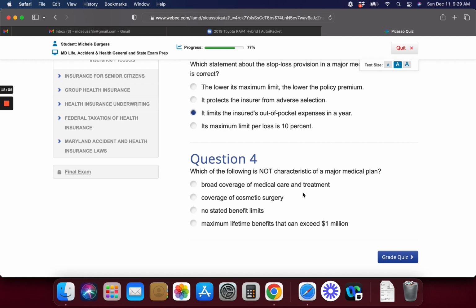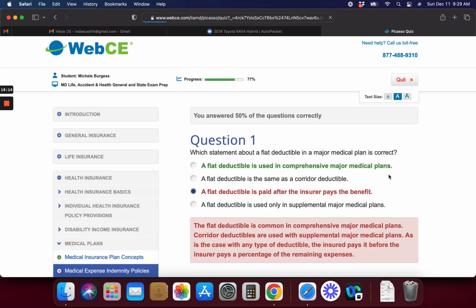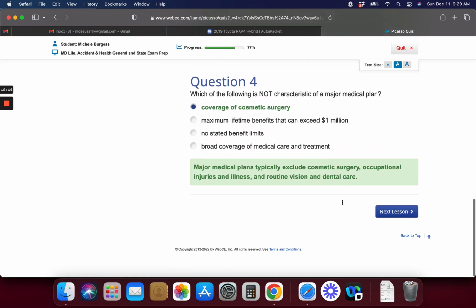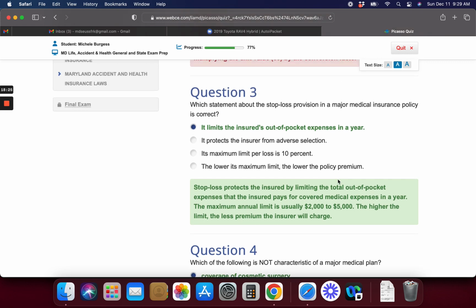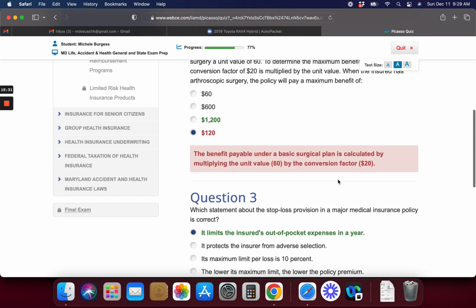Which of the following is not characteristic of a major medical plan? Coverage of cosmetic surgery is my guess. All right, let's go and see how we did. We got 50% of them right. It was the last 2 we got right. Major medical plans do not cover cosmetic surgery. Which statement about the stop loss in a major medical policy is correct? It limits the insured's out-of-pocket expense in a year.